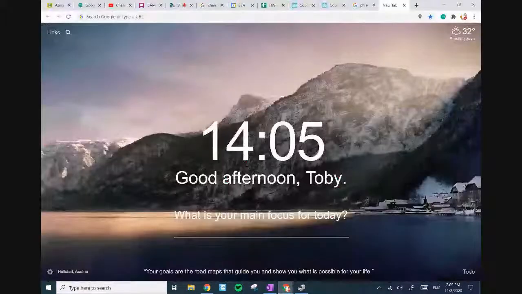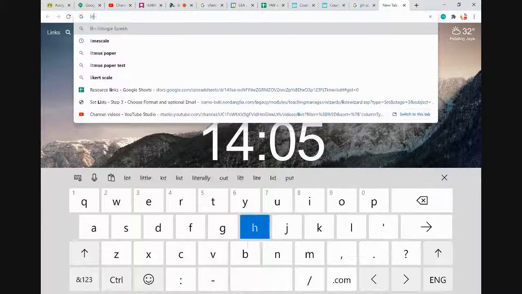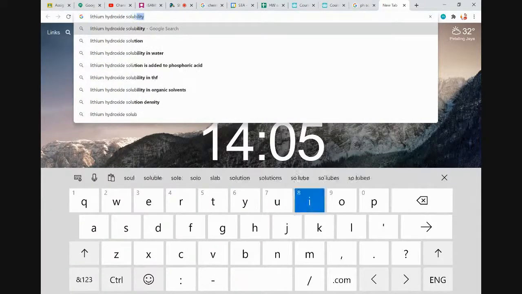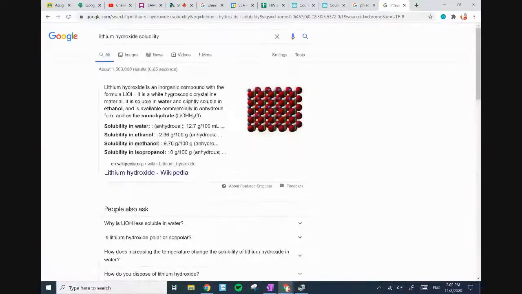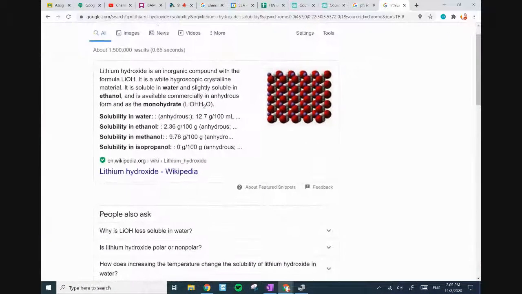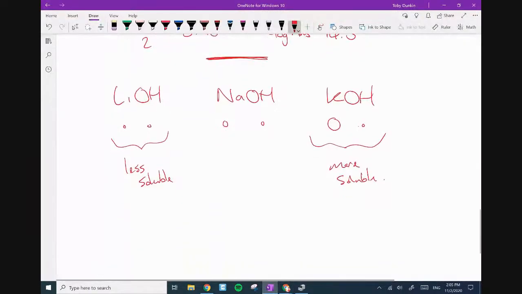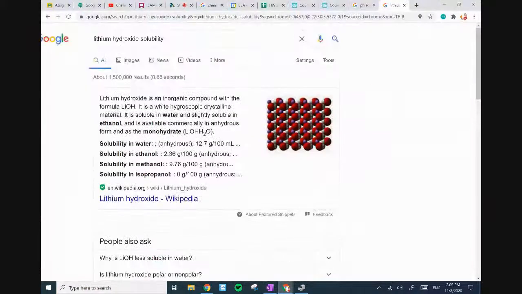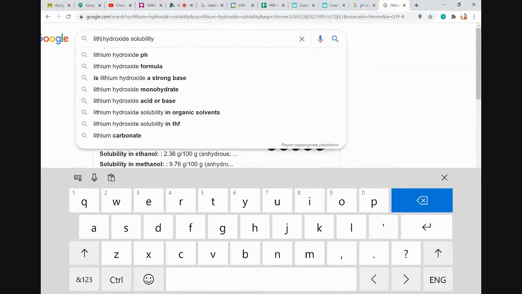It's very reasonable for us to check these things. So, lithium hydroxide solubility. Let's just check. I always love to do this. So the solubility in water is 12.7 grams per 100 centimeters cubed of water. Let's now check potassium hydroxide. Seems very reasonable. Let's check that one.